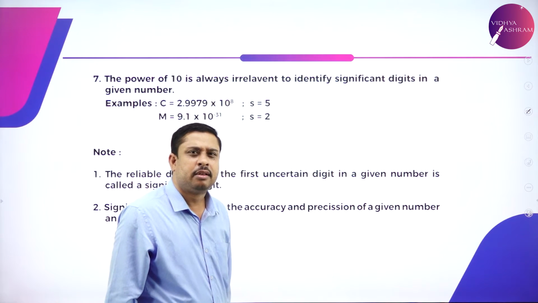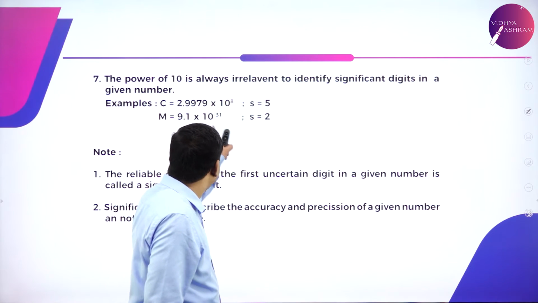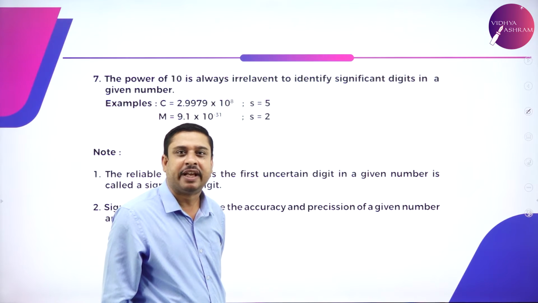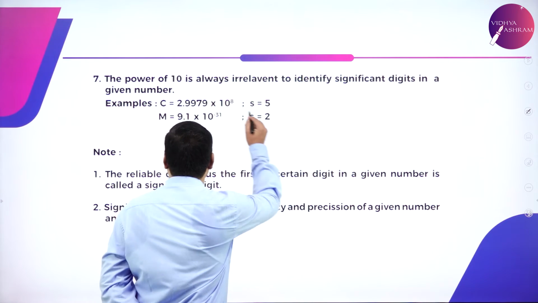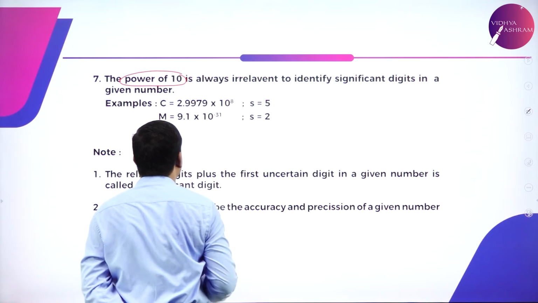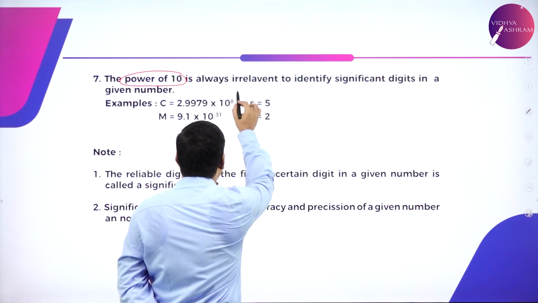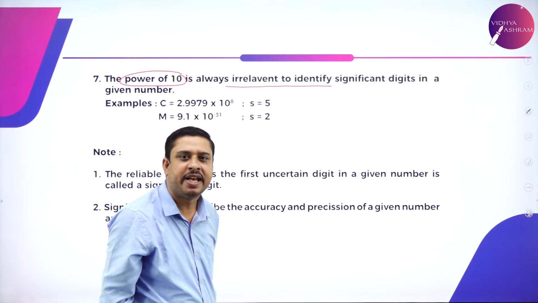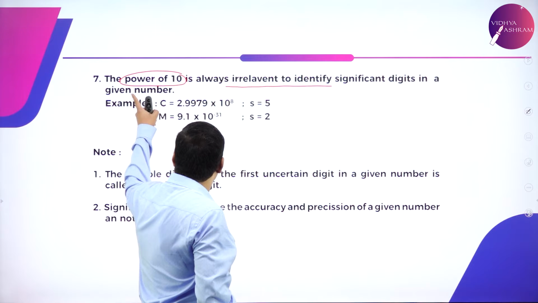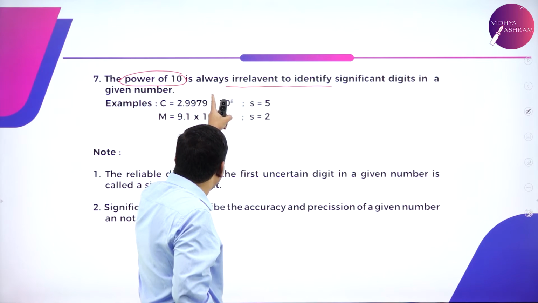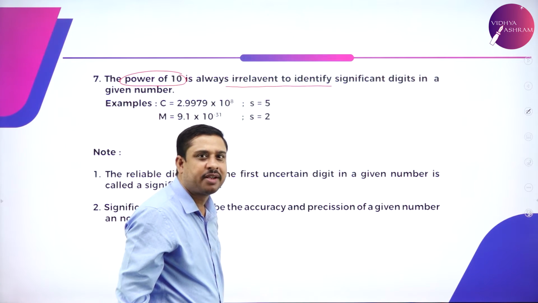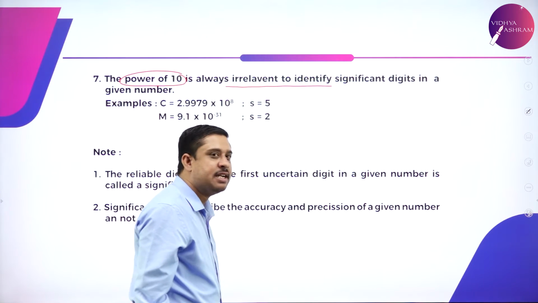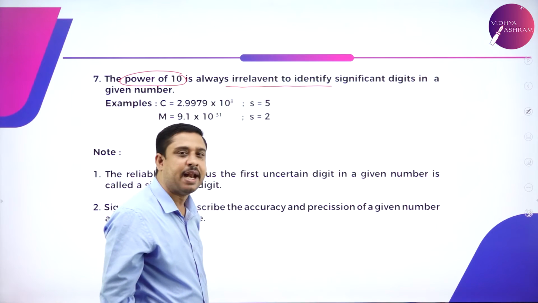Now, the last rule, and probably this is the one which will actually make me understand what is a significant digit. It says the power of 10 is always irrelevant to identify significant digits in a given number. I repeat, the power of 10 is always irrelevant, not appreciable. I don't use powers of 10 to identify significant digits in a given number.